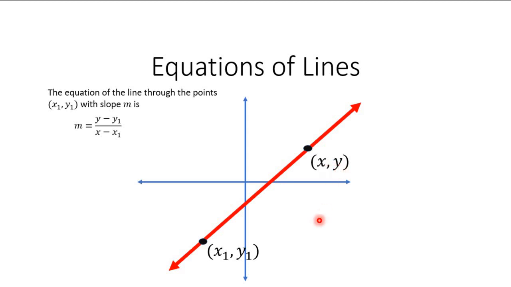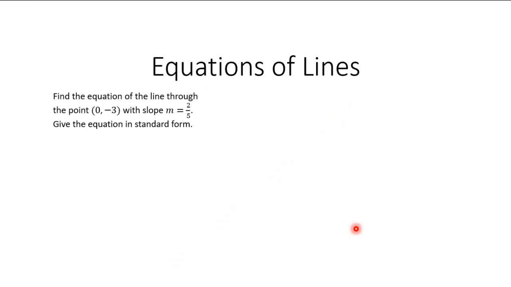All right, let's see how we can use this. Find the equation of the line through the point 0, -3, so I have an x1 and a y1, and that has slope 2 over 5. So the slope of the line is 2 over 5. They want me to give the equation in standard form.